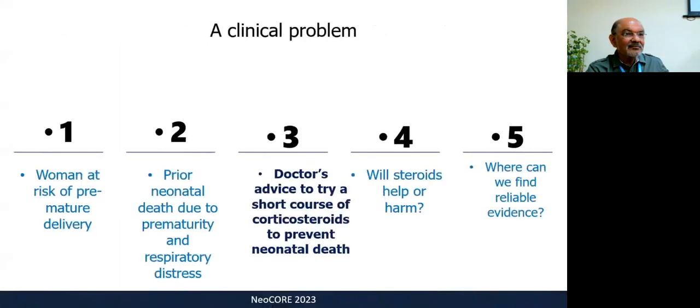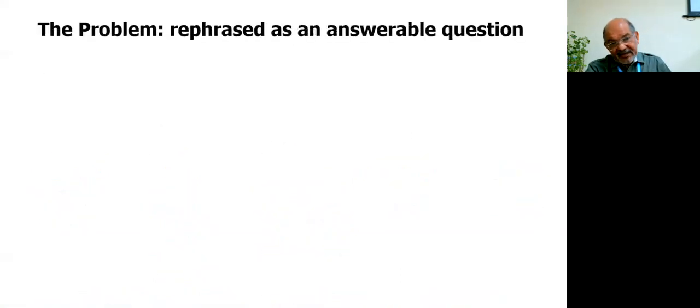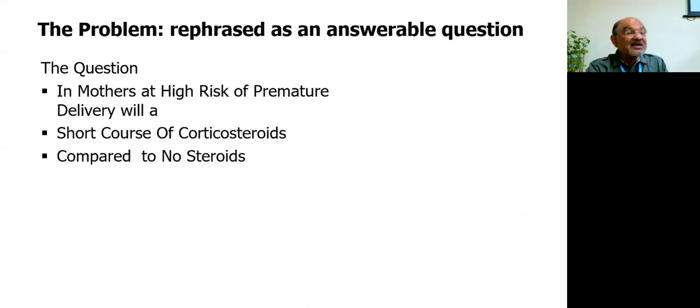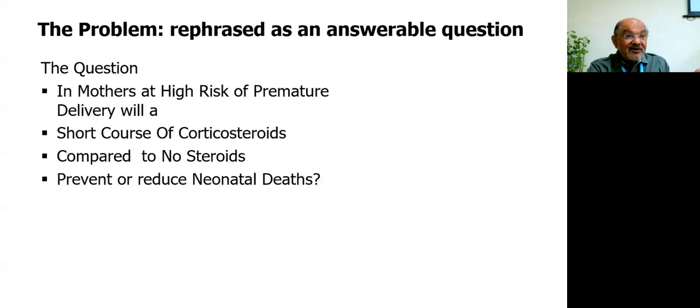This is my problem. How will we reframe it in a way that can help us find relevant answers? This is what I mean by saying the first step is defining a focused clinical problem. So I can rephrase it as: in mothers at high risk of premature delivery, will a short course of corticosteroids compared to no steroids, everything has to be compared, prevent or reduce neonatal deaths?